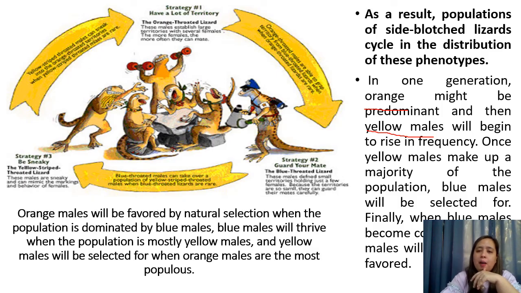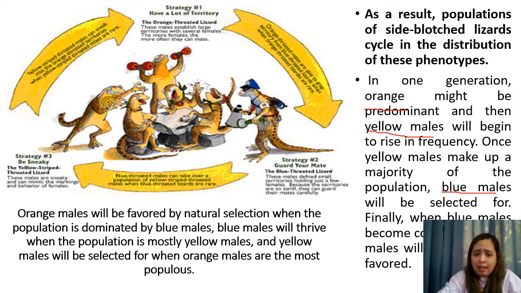Now, after some time, once yellow males make up the majority of the population, blue males now, since puro yellow, masasawa naman si female, blue males now will be selected by the females because they're larger than the yellow males and more grandiose in the eyes of the female, with coloration compared to the orange and the yellow, which is almost the same in coloration. So finally now, blue males become dominant in the cycle. So bababa ang orange, bababa naman ngayon ang frequency ng yellow, tumataas naman ngayon yung blue.